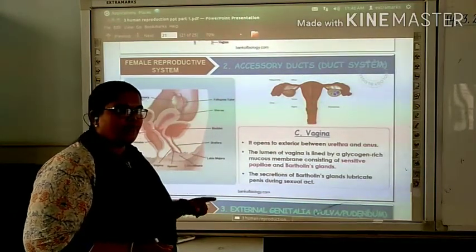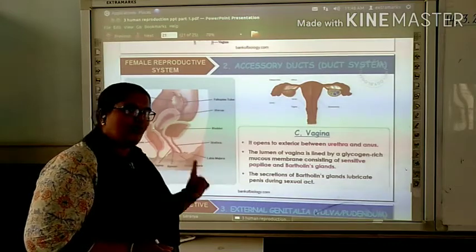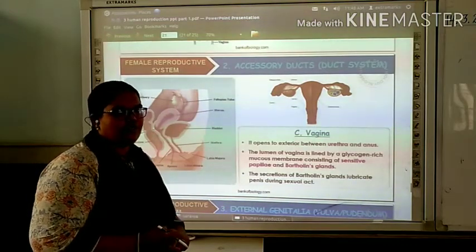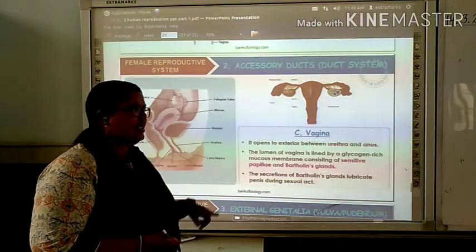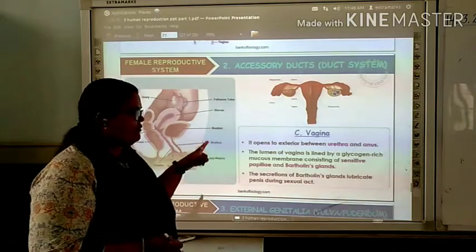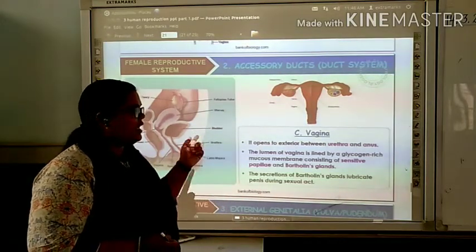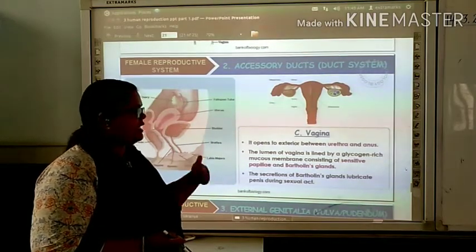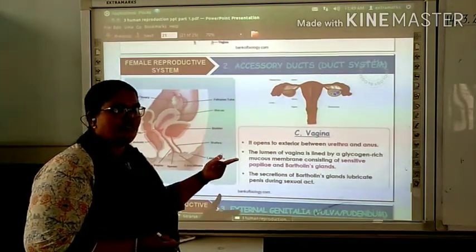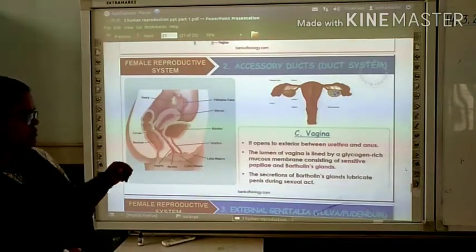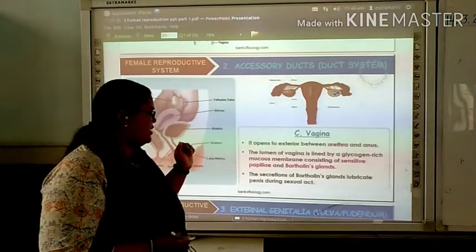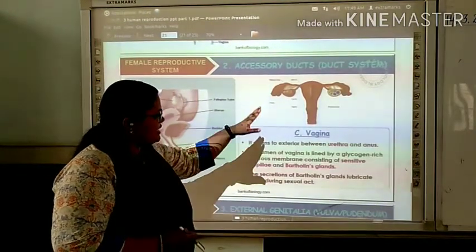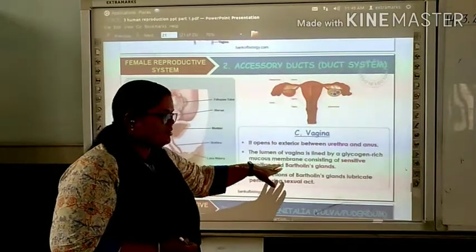But what you have to remember is that in male, there is a common opening for urine and also for the semen. But here it is entirely different. For urine there is another passage, and for reproduction there is another passage. That's the urethra, sorry, the vagina.